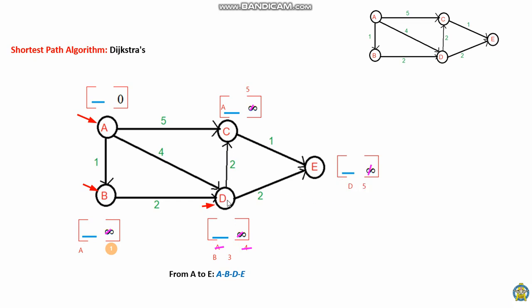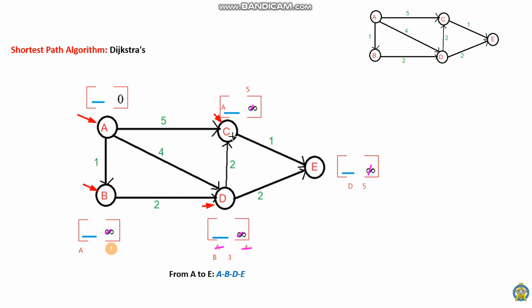Now, suppose this probing is over, then next in the list is this. From here, another probing can be done, from this node. From here there is only one to probe. The distance to here is 5, so 5 plus 1 is 6, coming from C. 6 is greater than this, so we will not change.